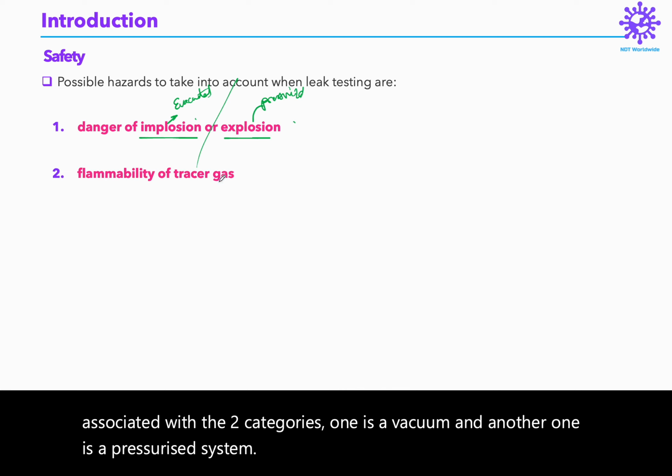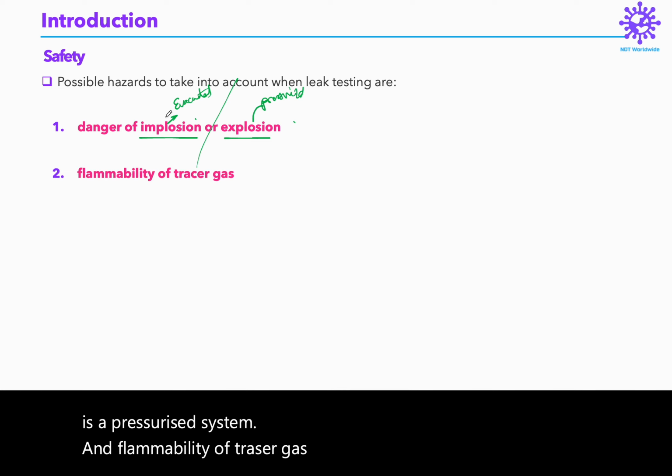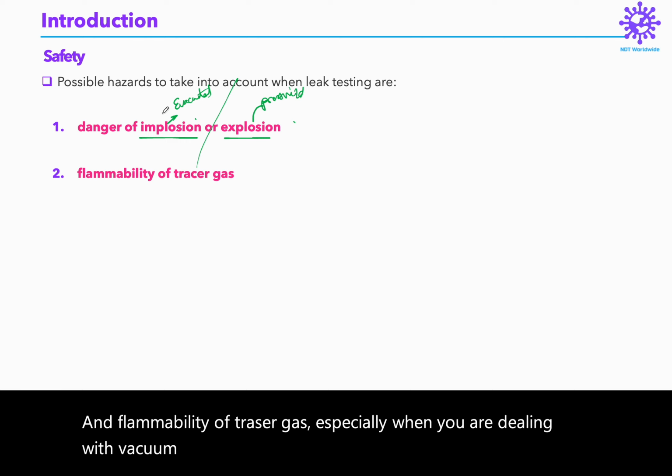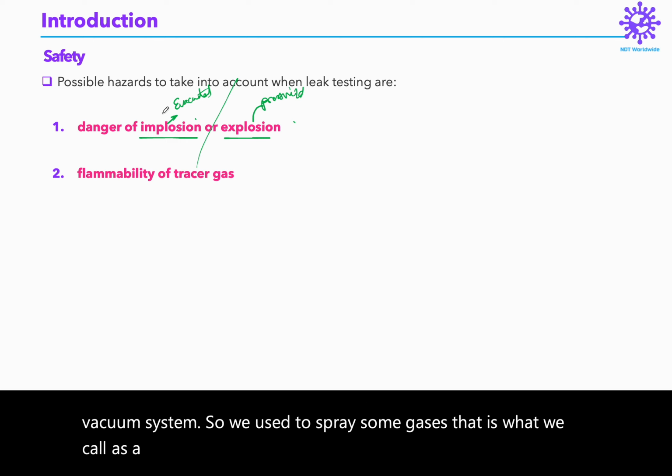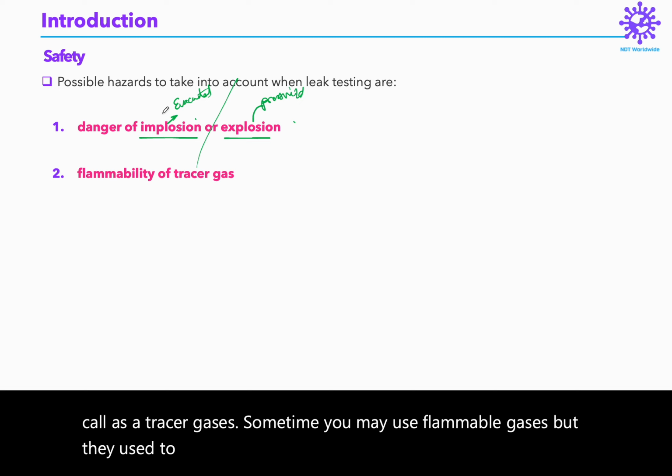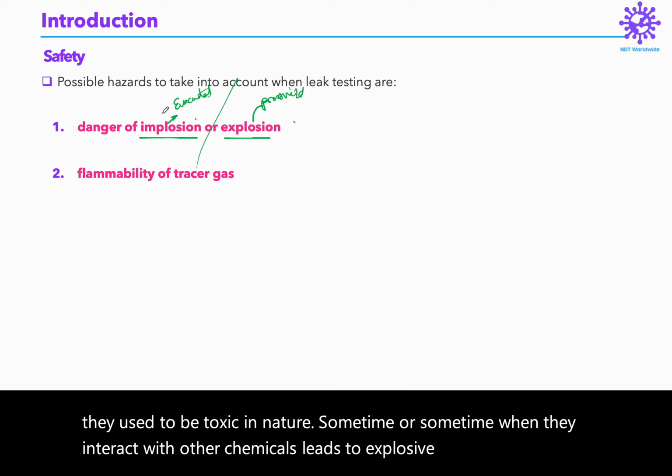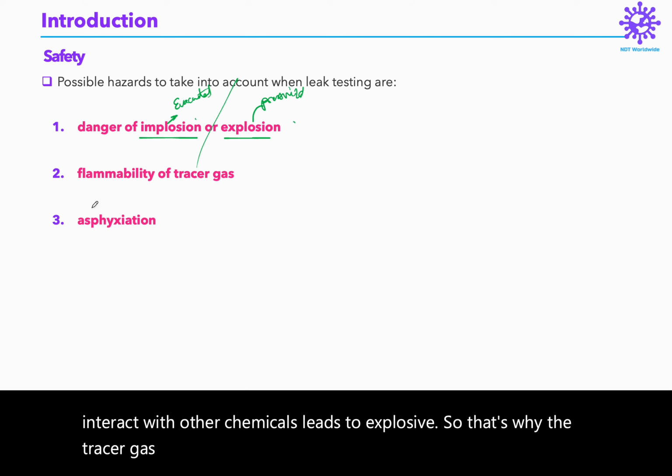And the flammability of tracer gas, especially when you are dealing with a vacuum system. We spray some gases, which we call tracer gases. Sometimes you may use flammable gases, or they may be toxic in nature, or sometimes when they interact with other chemicals they lead to an explosion. So that's why the flammability of tracer gas is also important.